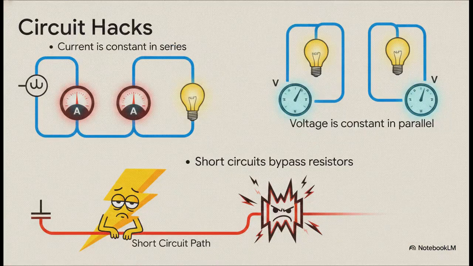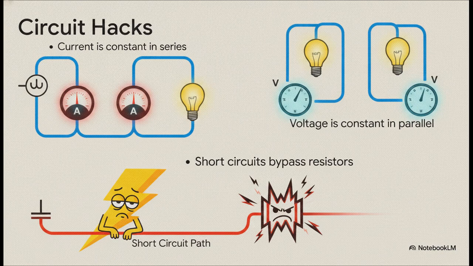All right, let's hit some rapid-fire hacks for these chaotic webs. Rule 1, current stays constant in a series circuit. Rule 2, voltage stays constant in a parallel circuit. And Rule 3, which is my favorite, current is incredibly lazy. It will always take the easiest possible path out.